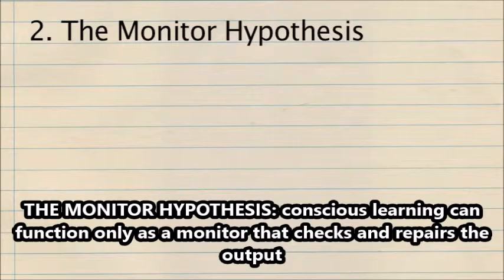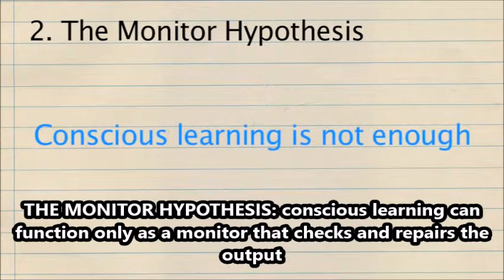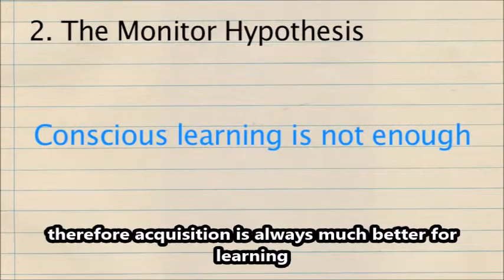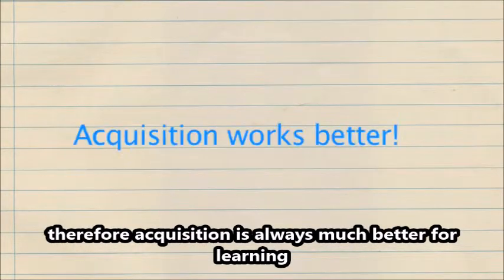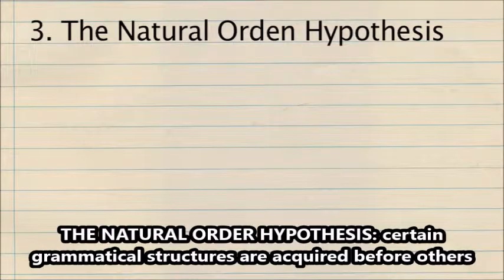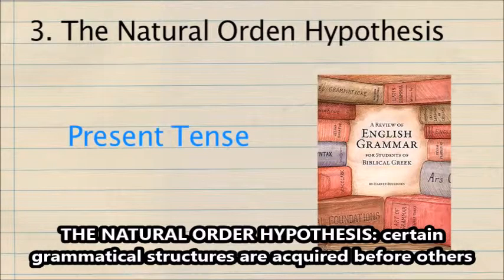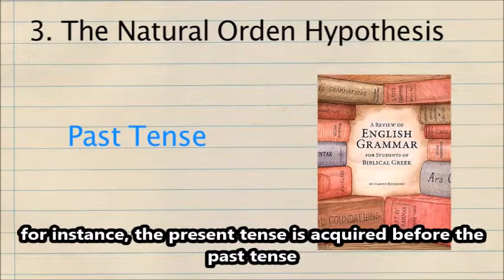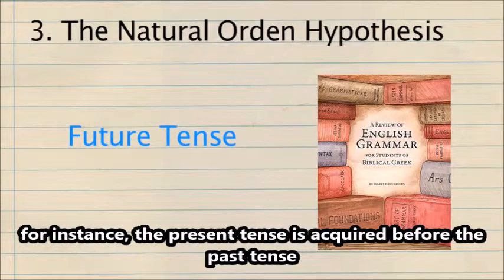The monitor hypothesis. Conscious learning can function only as a monitor that checks and repairs the output. Therefore, acquisition is always much better for learning. The natural order hypothesis. Certain grammatical structures are acquired before others. For instance, the present tense is acquired before the past tense.